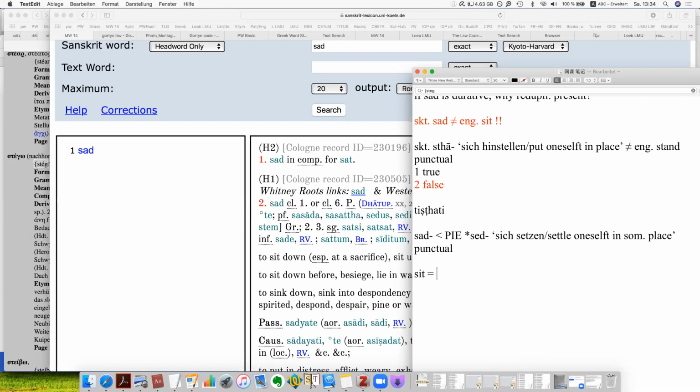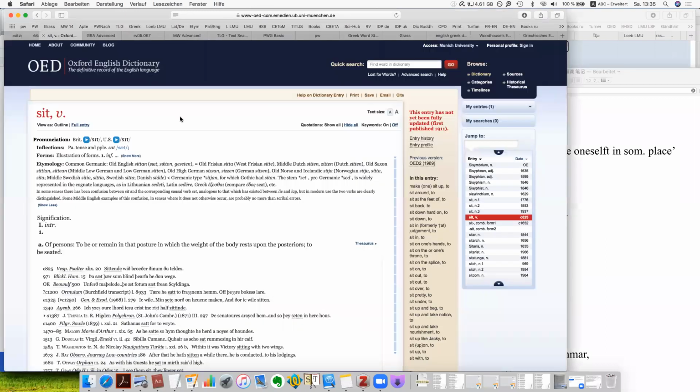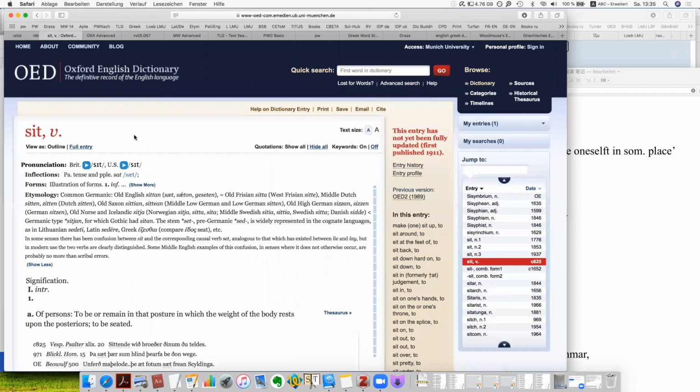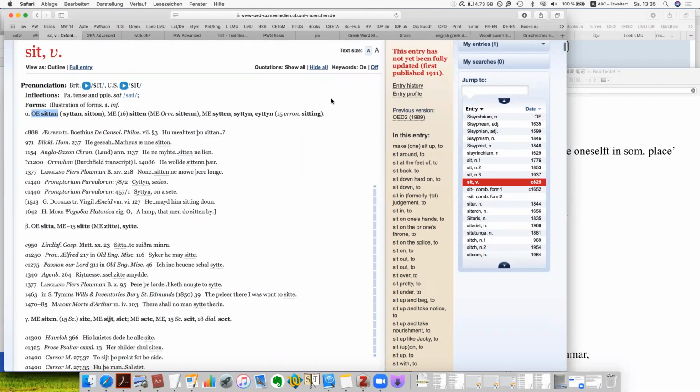But then sit is durative, right? Sit is really durative. But what is the relationship between sit and set? What is the relationship between English sit and set? Let's check the English dictionary. It's pretty easy. You find English sit here, so let's check the forms. This is modern English, and the Old English form is sitan.